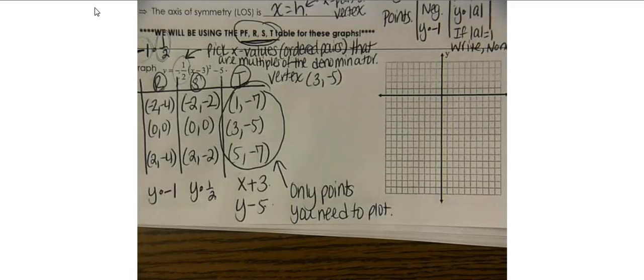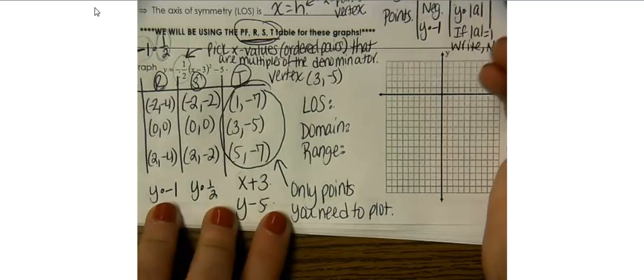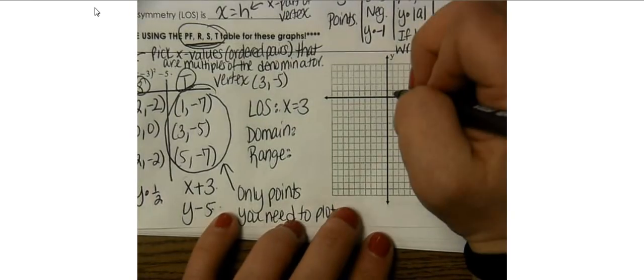Cool. Before I even plot anything, there's 3 more pieces of information that I need you to be able to identify. The first is your line of symmetry. The second is your domain. And third is your range. Now remember that your line of symmetry is x equals h, so that's going to be x equals 3. So I'm going to go to where x equals 3, 1, 2, 3, and I'm going to draw a vertical dashed line.